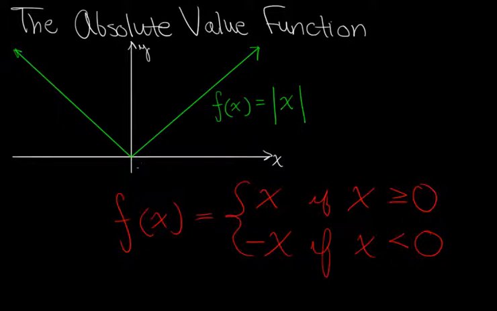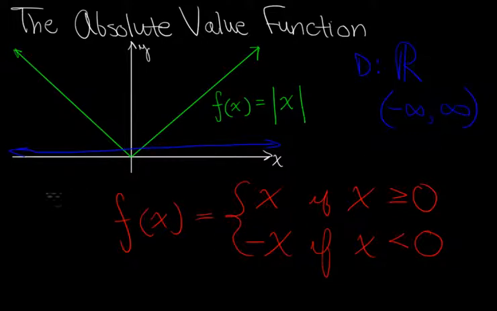Oh, and let's quickly look at the domain and range while we're at it, because this would be a really short video without domain and range questions. The domain, what do you think? It's all real numbers, right? Because it goes infinitely to the right and infinitely to the left. So the domain is all real numbers. That's the symbol, or interval notation wise, like that.